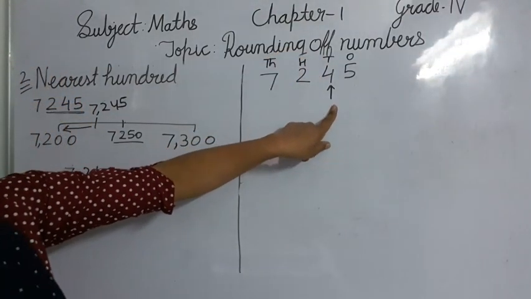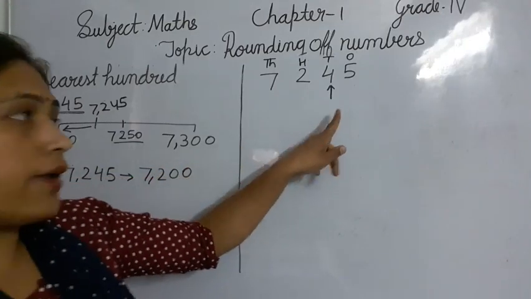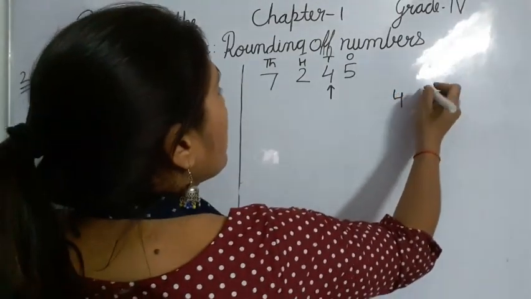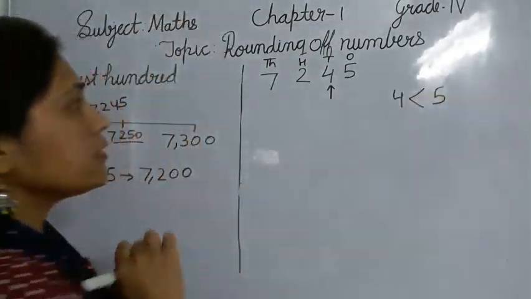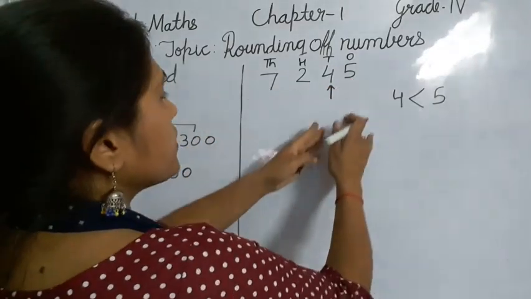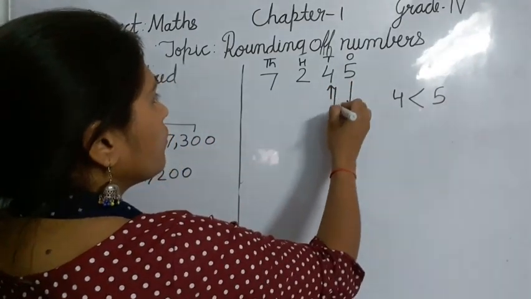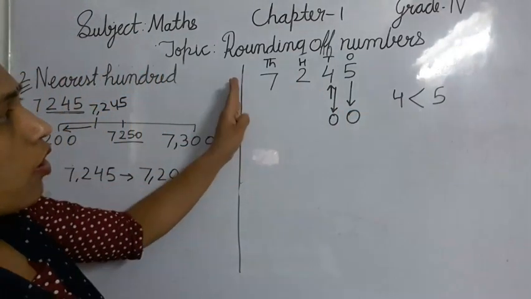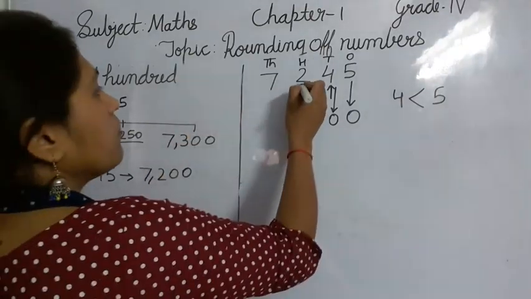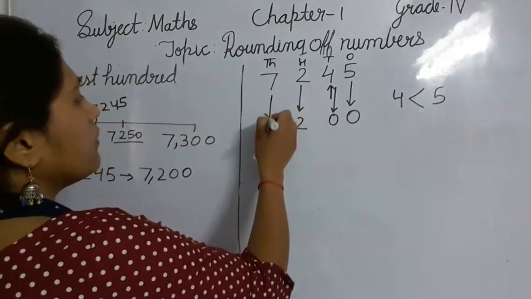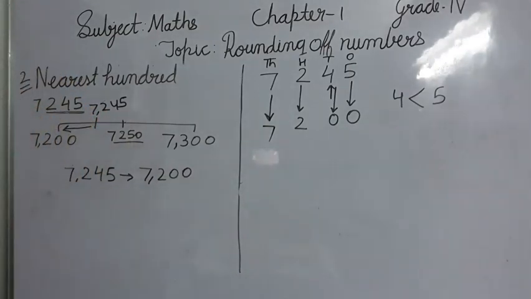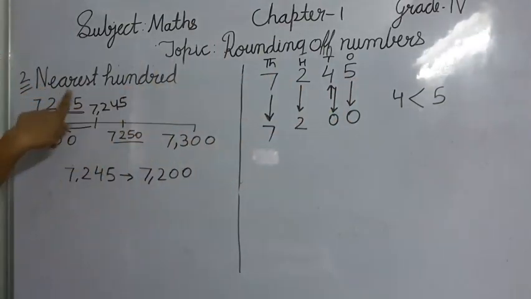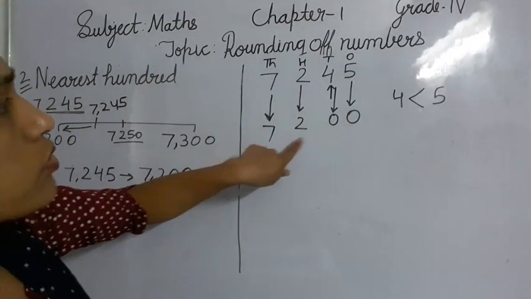If it is less than 5, greater than 5 or equal to 5, then what will we do here? In this problem, the 4 is less than 5. So what will we do? These two digits will be replaced with 0. If it is less than 5, the other numbers will not change. These numbers will be the same. 2 will be the same and 7 will be the same. So we can say if we round off 7245 to the nearest 100, we'll get 7200.